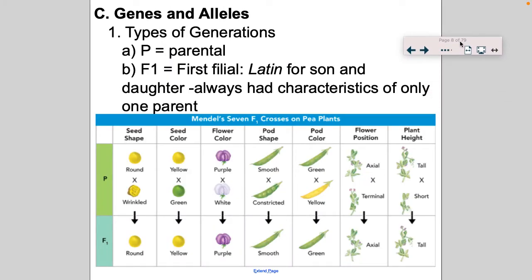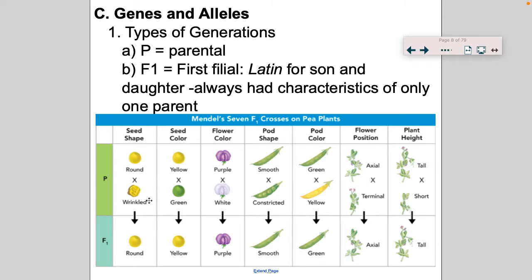All right, so this slide is some vocab. With Gregor Mendel, he did a lot of his experiments over many generations. So there's different types of generations. Your first cross is called your parental, your parents, okay? And then your F1 is first filial, Latin for son or daughter, son and daughter. And he noticed, one of his observations was that it was always a characteristic of one of the parents. So this is the first generation. He crossed round with wrinkled. These were both purebred, and all the offspring were round.